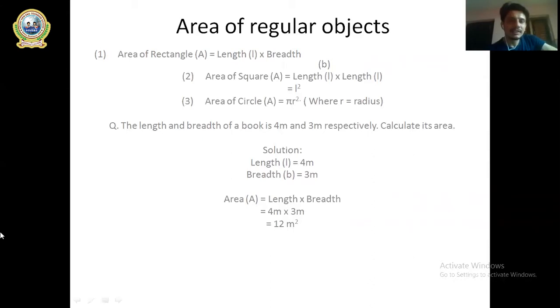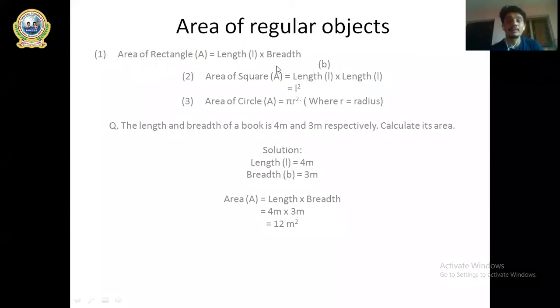So you can see there, regular bodies. Rectangle is one example of regular body. Square is an example of another regular body. And circle, that is an example of the regular body. You can see the formula there. Area of rectangle equals L, length into breadth. You can see the formula there.